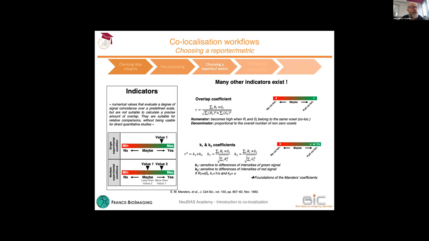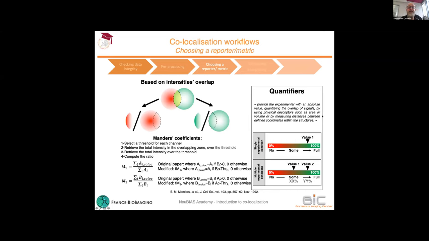So many other indicators exist. Some have been engineered so that instead of having a range between -1 and +1, you've got a range between 0 and 1, which makes it a bit confusing, because sometimes people will use some of the coefficients that are between 0 and 1 and relate them to a percentage of co-localization, which is not exactly the case and not always the case. So quantifiers now.